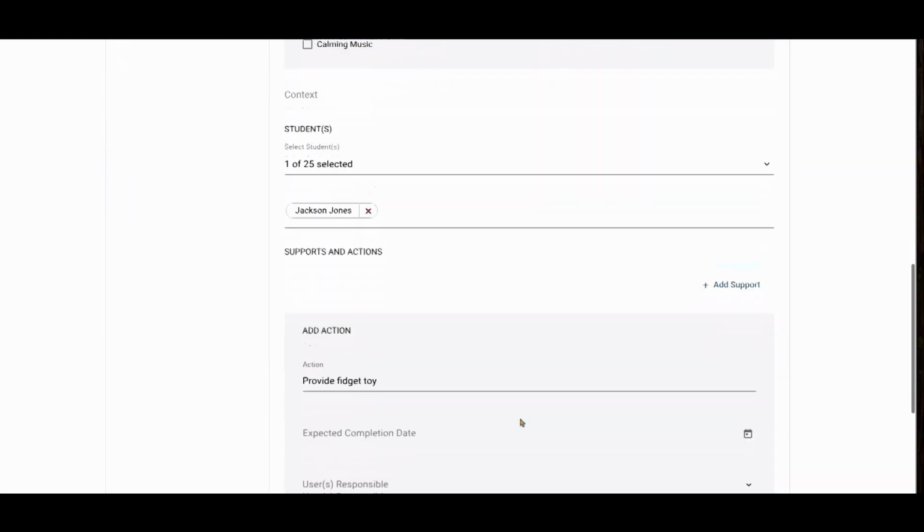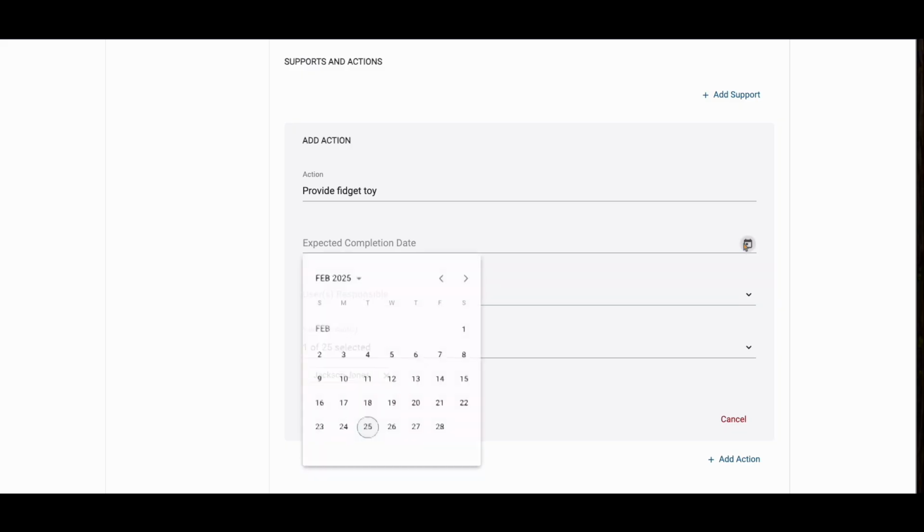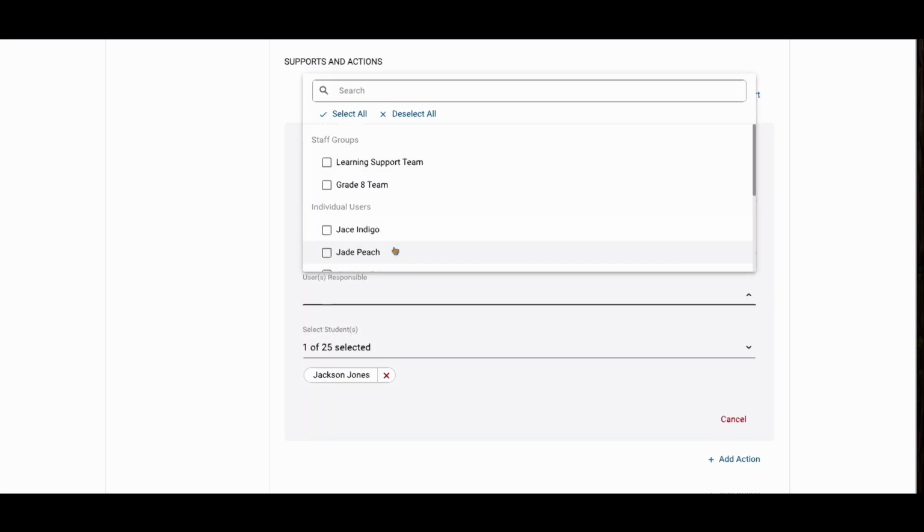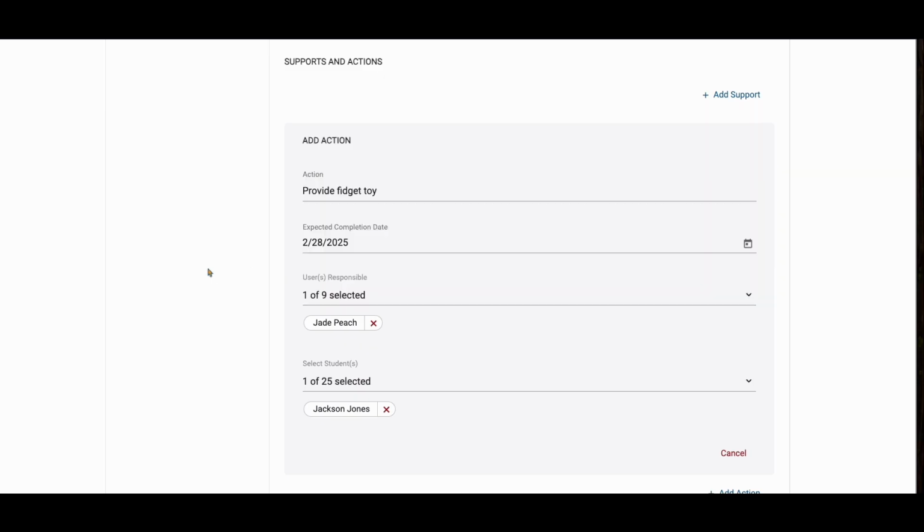When it is time, the supports or actions can be selected, and they'll be added to the appropriate area of the meeting note template so that those responsible for enacting the support or taking action can be identified.